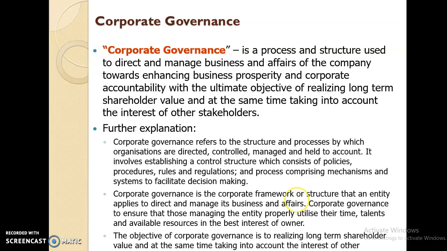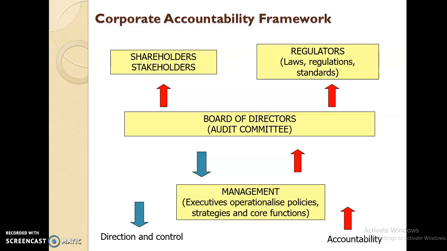Now, I am not going to go through the definition of corporate governance, but in simple words, it means how the company manages its business, how it conducts the affairs of the company. So this is the corporate accountability framework. We can see that there are two directions. The direction highlighted in red is the accountability from the management. Management needs to report to the board of directors, while the board of directors is responsible to report to the shareholders as well as the stakeholders. While the direction and control is from the board of directors, represented by the audit committee, to the management.